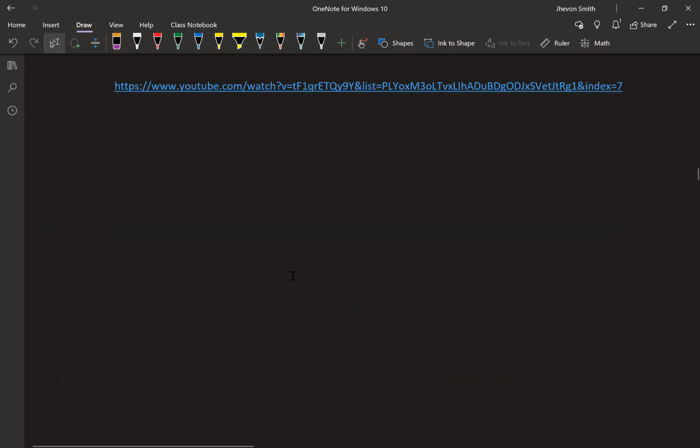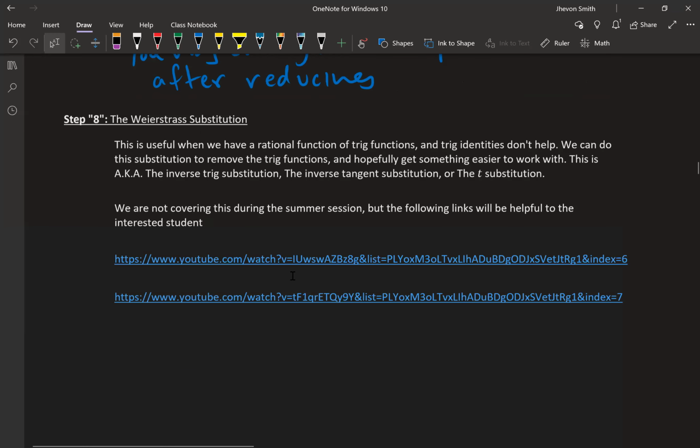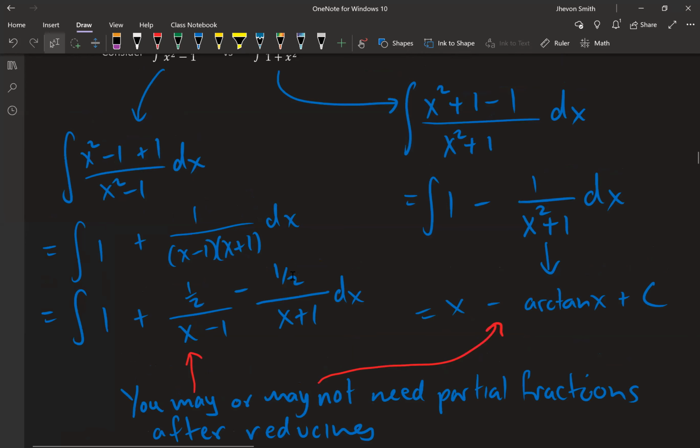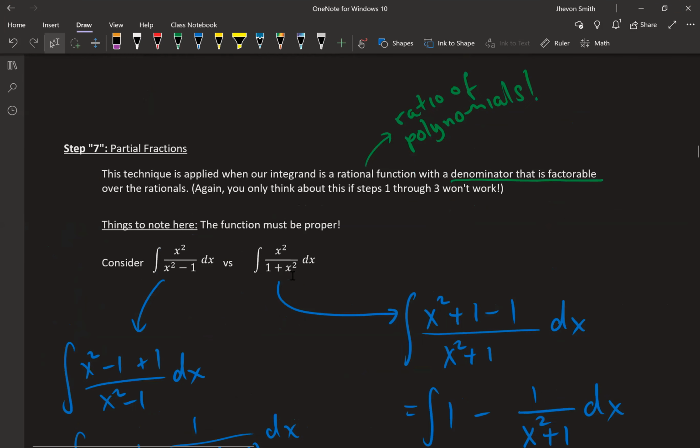I left some space here. Let's go up, especially with the partial fractions. What happens? Why isn't it... just go a little down.